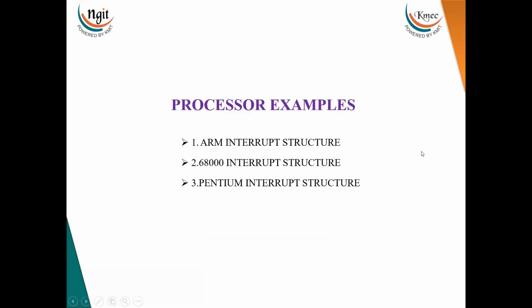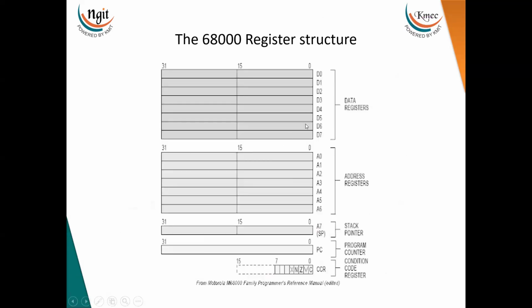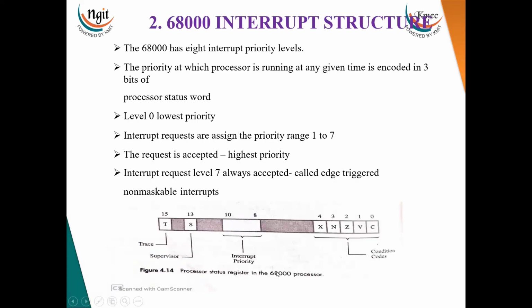Now in this lecture, we continue processor examples. In the last lecture, we discussed the ARM processor. Now here, we are going to discuss the Motorola 68000 interrupt structure. This is the register structure of the 68000. 0 to 31 means 32-bit registers, and a few data registers are there, a few address registers are there, the stack pointer, the program counter, and the condition code register, which is nothing but a status register. These are the registers inside the 68000 processor.